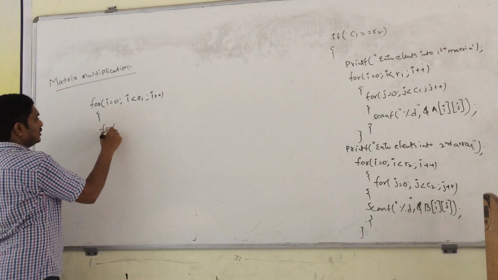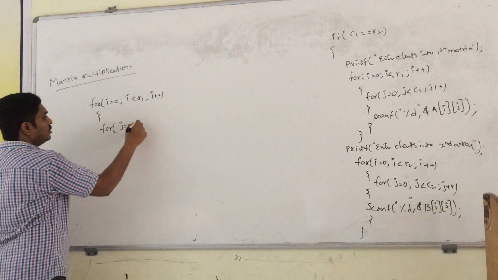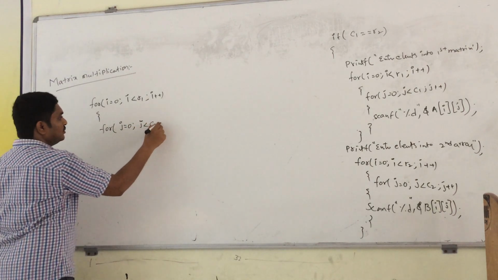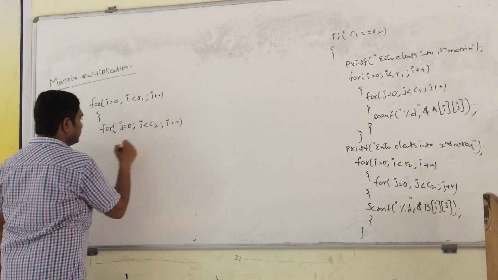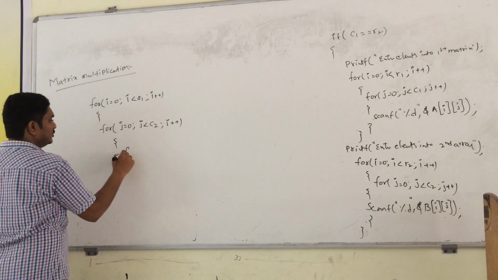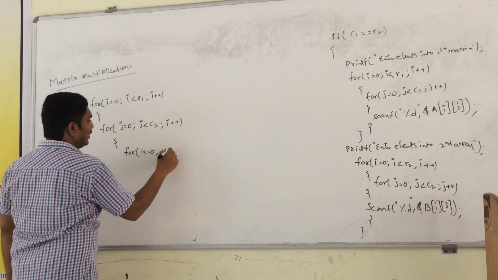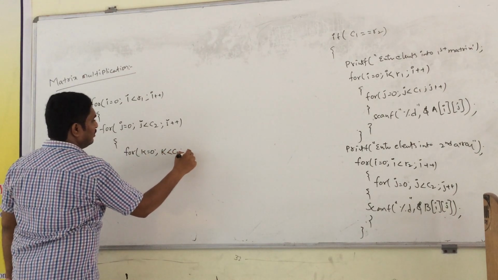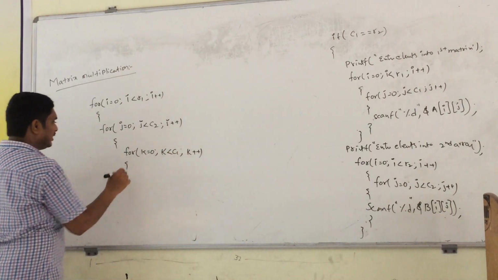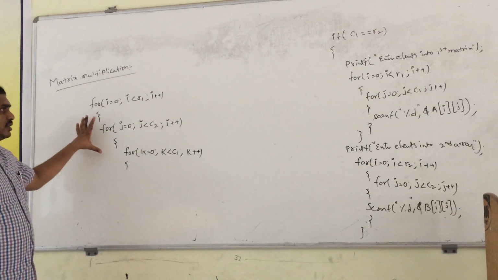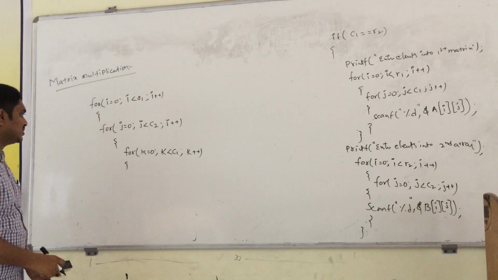Next, for j equals 0, j less than c2, j plus plus. And another for loop for k equals 0, k less than c1, k plus plus. These are the three for loops which are used in performing the matrix multiplication.